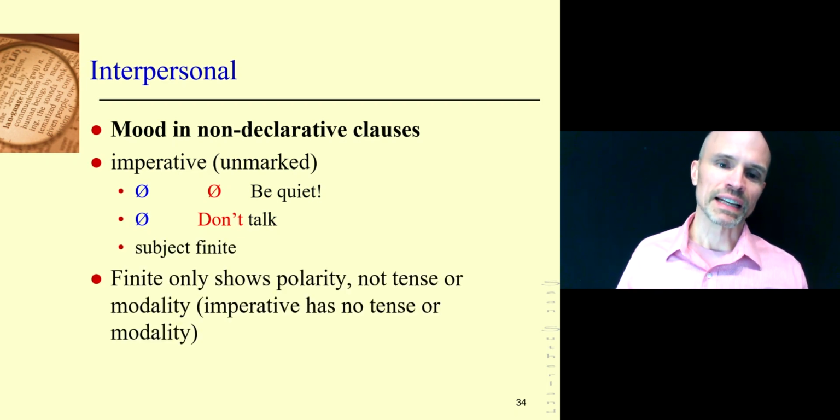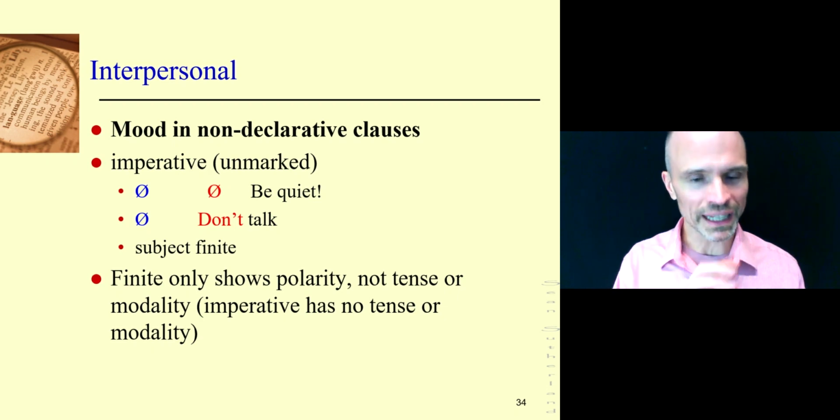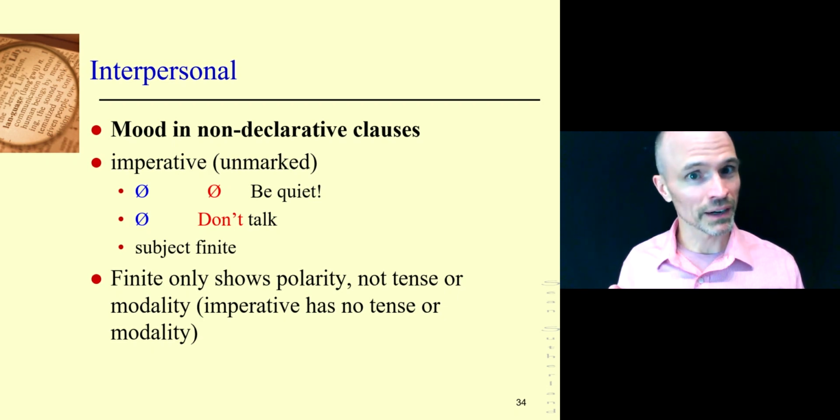The finite here then in the imperatives only shows you the polarity. There's no tense and there's no modality, right? You can't add modality to an imperative. You can't say could be quiet. If you say could you be quiet, that's not an imperative anymore. That's become an interrogative. You're asking the person.